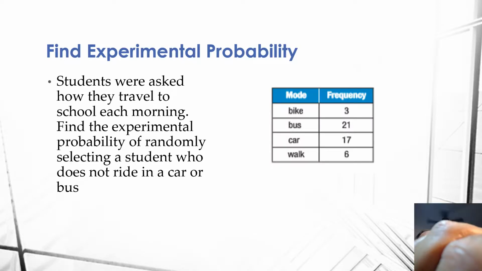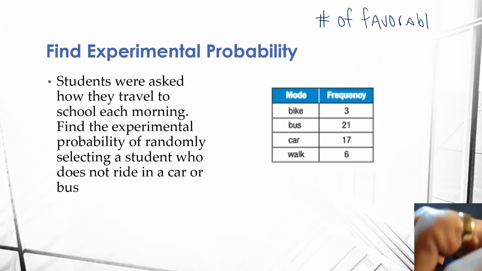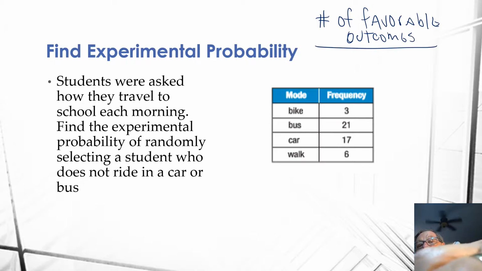Let's say that we could say then it is the ratio of the number of favorable outcomes over the total number of outcomes.